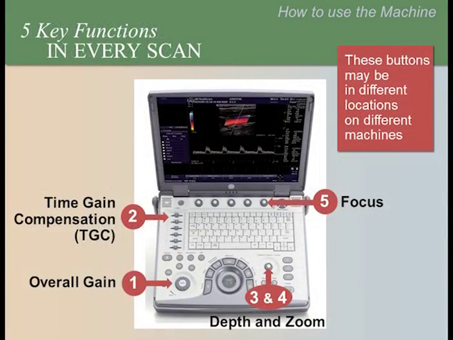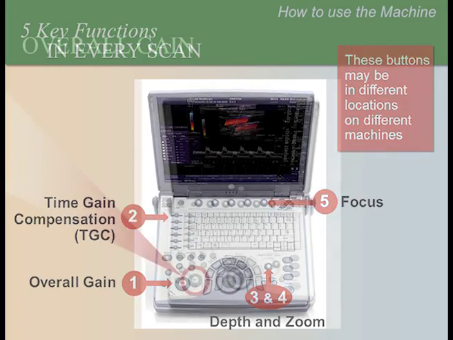Don't feel nervous about seeing so many buttons right now. Although there are many controls you can use to improve your image, there are 5 key functions you will use in every scan. For the ultrasound trainers, please face your demo machine towards the participants so they can clearly see these controls. Please locate each of these controls: overall gain, time gain compensation or TGC, depth, zoom, and focus. Now we will learn about each of these controls.